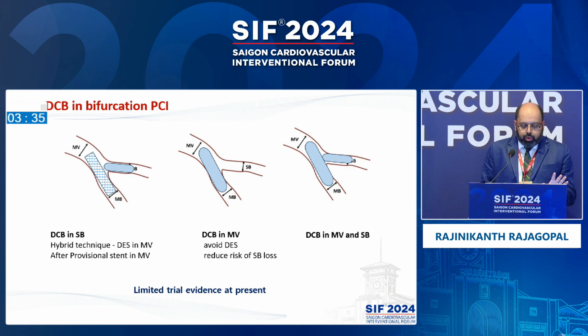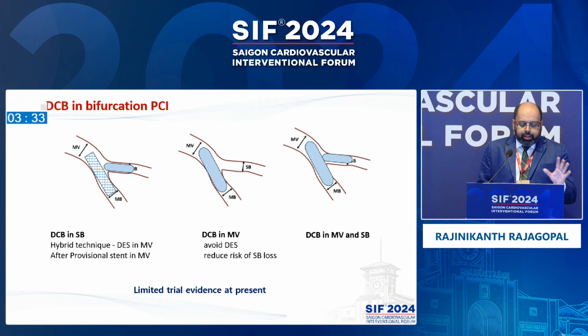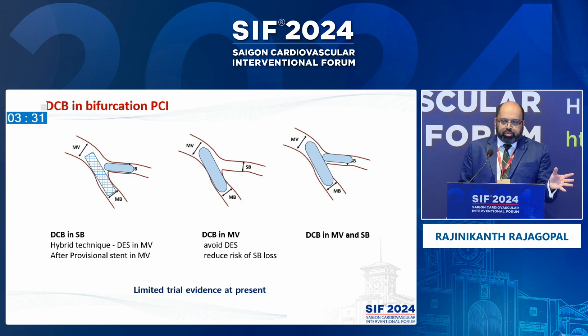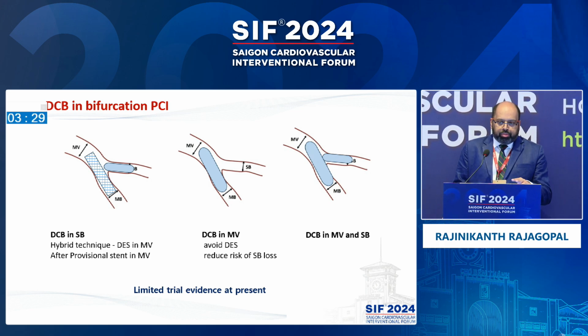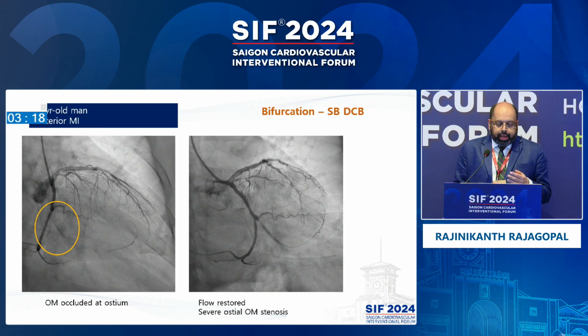In the side branch alone, where you can use it along with the stent in the main vessel, or after you put a stent in the main vessel, if you have some compromise, instead of an NC balloon. You could do main vessel PCI with DCB, which reduces your risk of compromising the side branch because of avoiding metal, or you could do it in both side branch and main vessel.